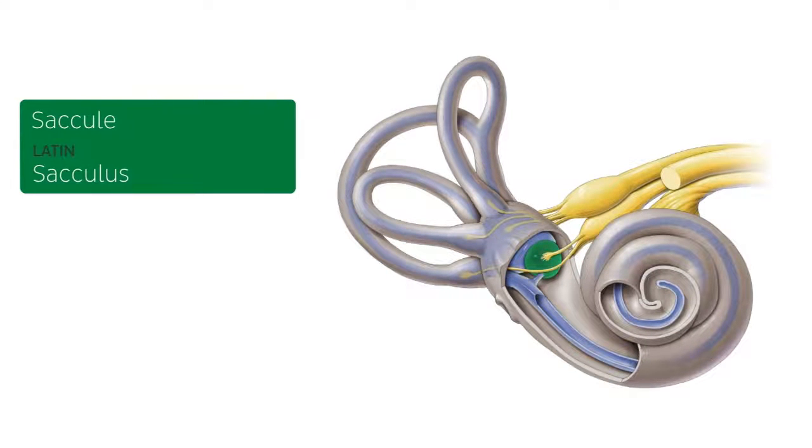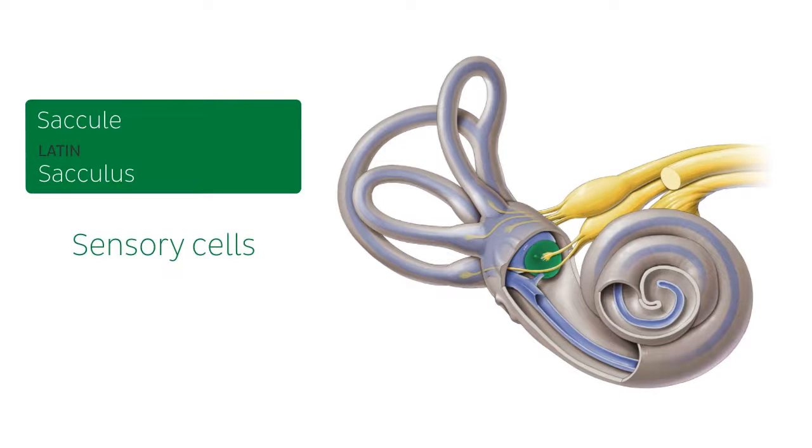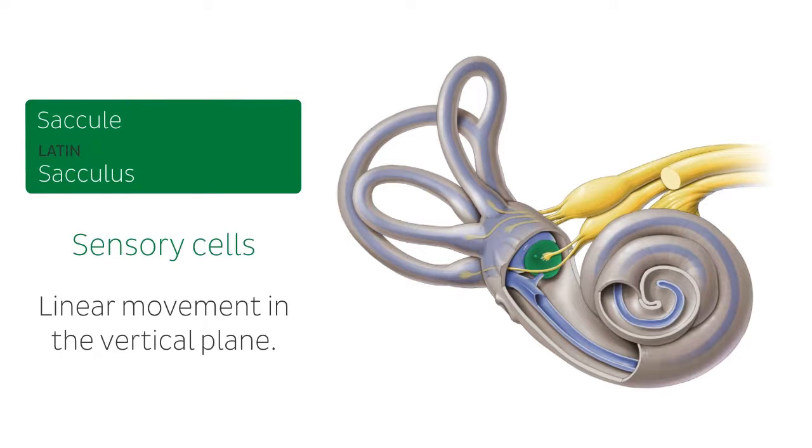The saccule is a 2 to 3 mm pouch situated in the inner ear that contains sensory cells. Located near the scala vestibuli, this structure is responsible for gathering sensory innervation about linear movement in the vertical plane, with respect to the movement of the head for spatial orientation of the body. Along with the utricle and the semicircular canals, the saccule is important for maintaining balance.